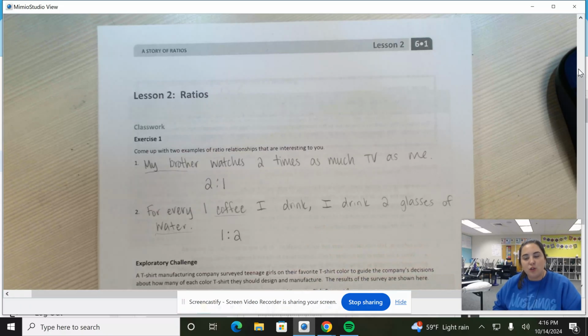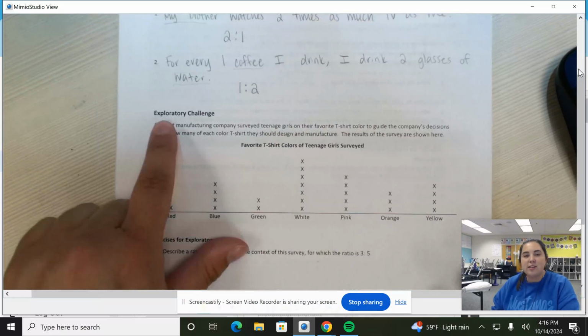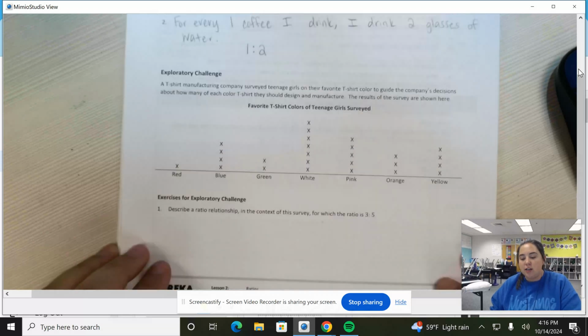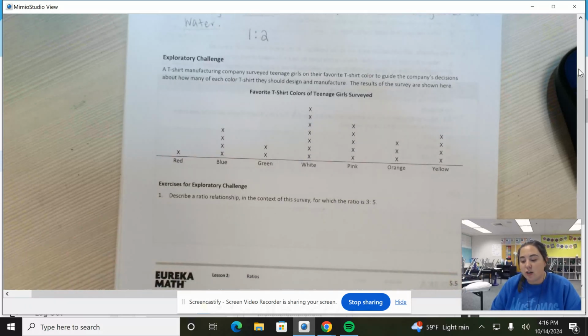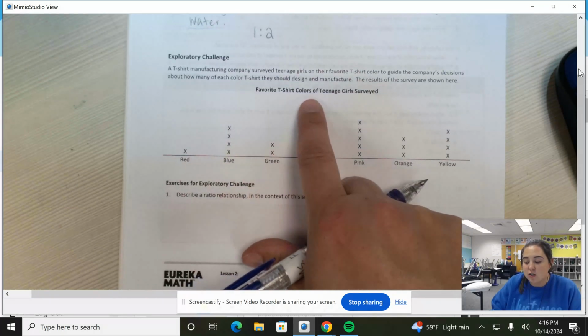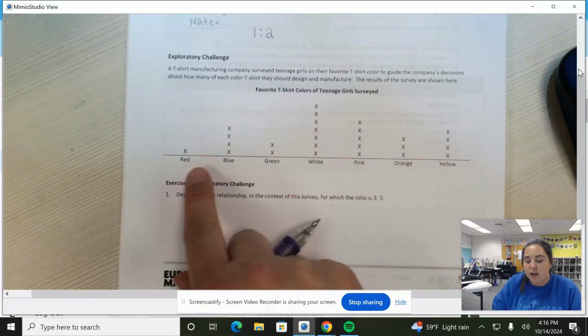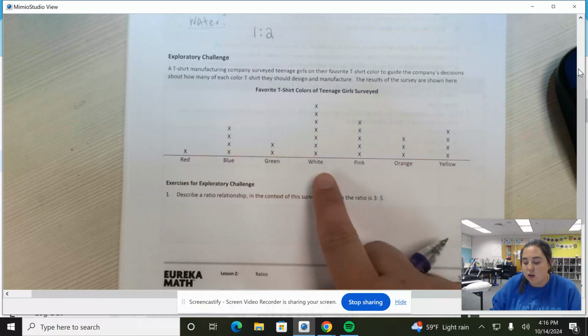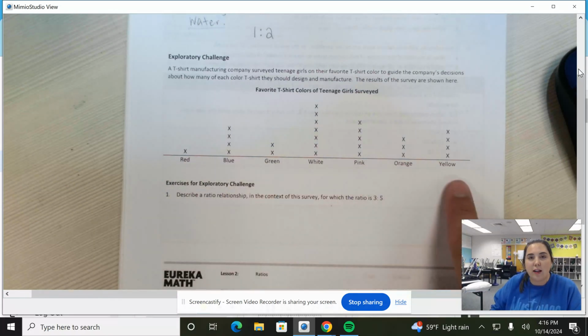All right, once you have that done, we're looking at this exploratory challenge. It says, a t-shirt manufacturing company surveyed teenage girls on their favorite t-shirt color to guide the company's decisions about how many of each color t-shirt they should design and manufacture. The results of the survey are shown here. Always read the title because it's important. So it says the favorite t-shirt colors of teenage girls surveyed. They have red, blue, green, white, pink, orange, and yellow.